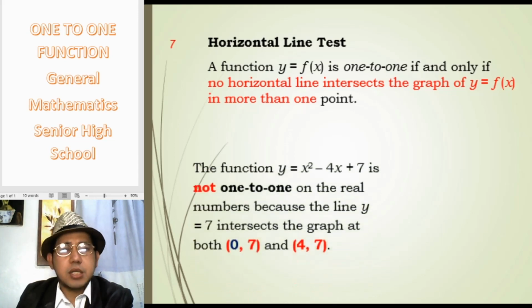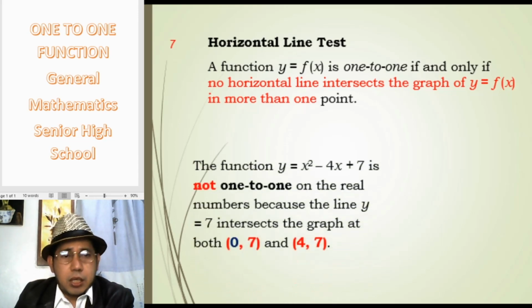How is this? Shall we say we have in here a function. Our function is y is equal to x raised to 2 minus 4x plus 7. It is not a one-to-one function on the real numbers because the line y, which is equal to 7, intersects the graph at (0, 7) and (4, 7).